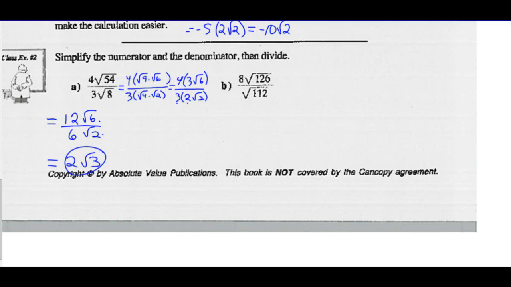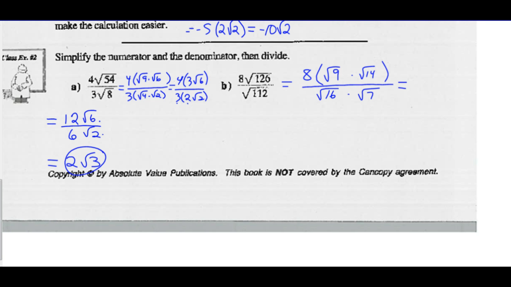Part B. Again, let's simplify the radicals and then divide. So 8 root 126 is the same as 8 times the square root of two numbers. We need one of these radicals to be a perfect square root, and they have to be factors of 126. So I think if you go 9 times 14, we get 126. Do the same thing with 12. We need the factors of 112. One's a perfect square, so that would be 16 and 7.